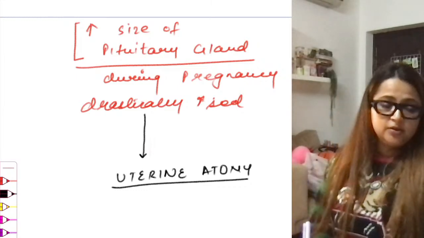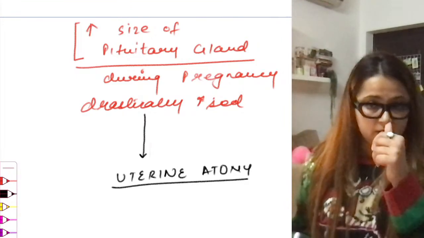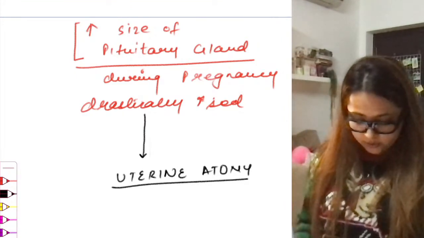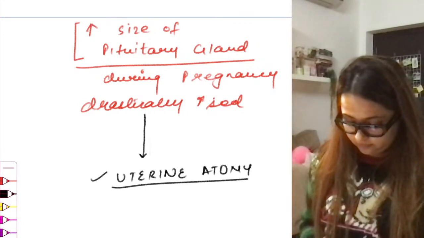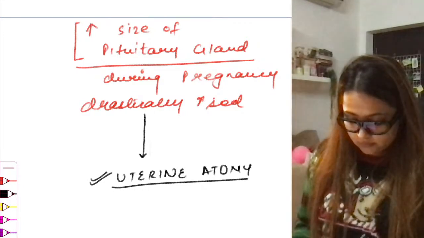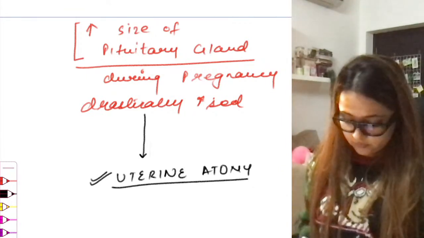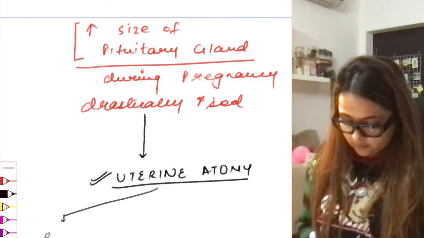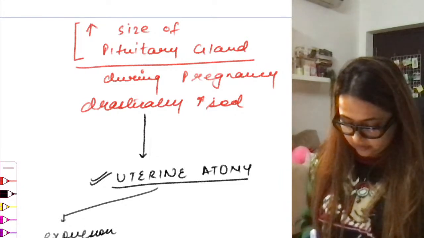So guys, after the birth of the baby, it's very important for the uterus to contract. What is the reason? Why do you want the uterus to contract? Anyone? Why do you want the uterus to contract? Number one, expulsion of placenta.